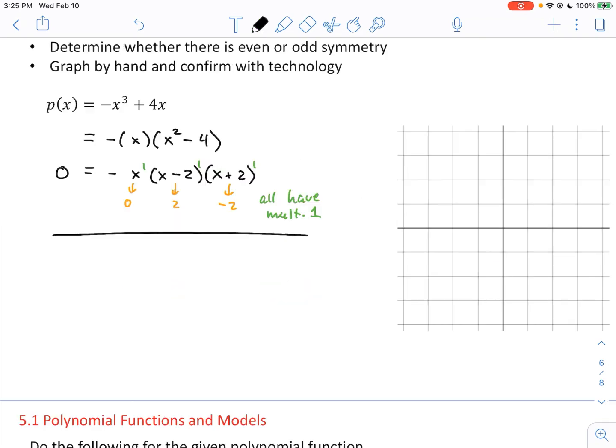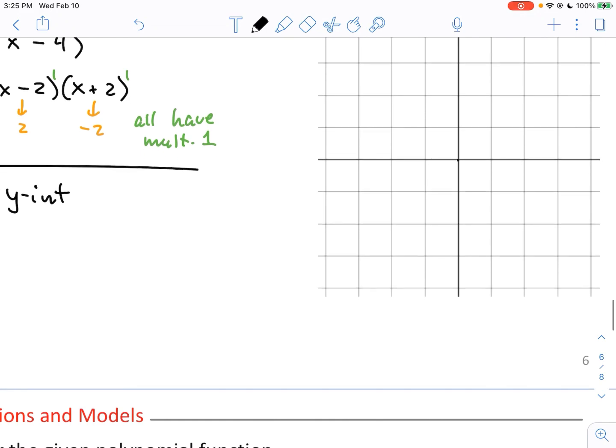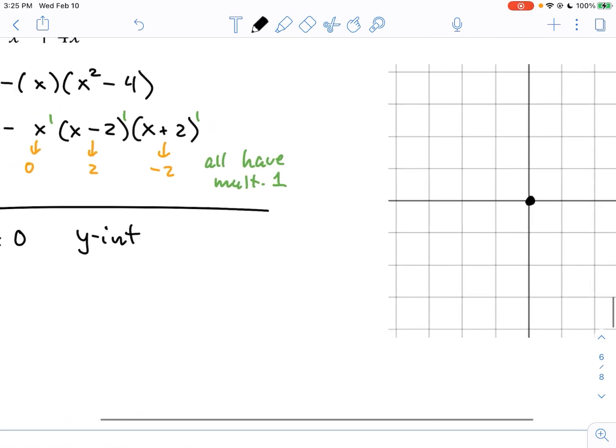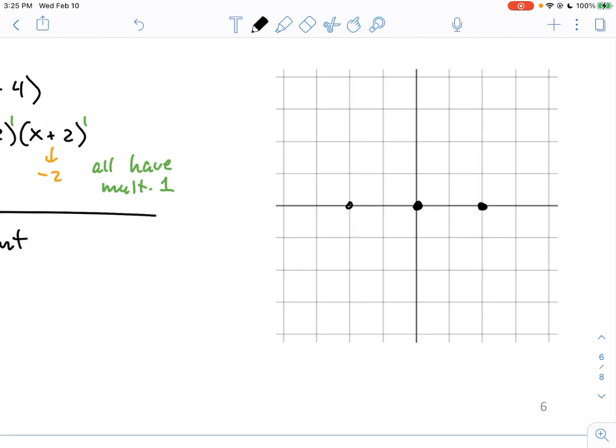Find the y-intercept. The y-intercept is always found by plugging 0 in for x. We just get 0 back, which we already knew. If 0 is an x-intercept, then it's also going to be the y-intercept. 0, 0 is a point on our graph. It's an x-intercept and the y-intercept. 2, 0 and negative 2, 0.